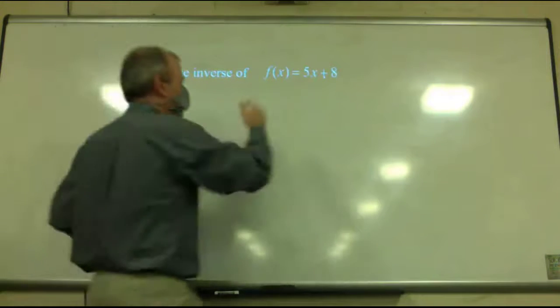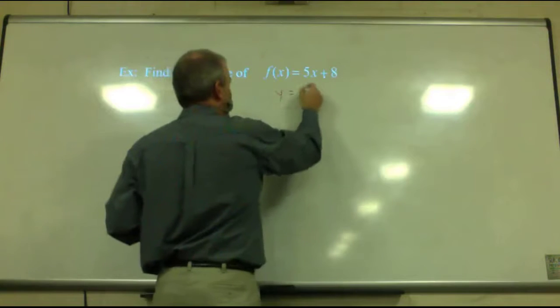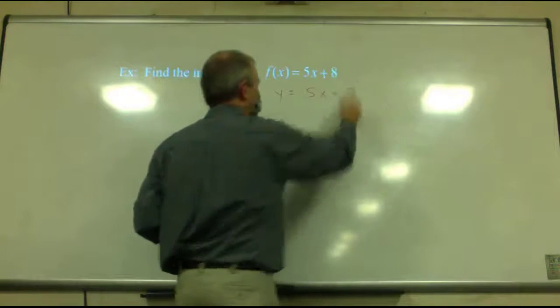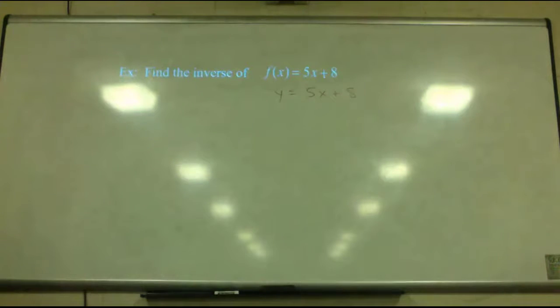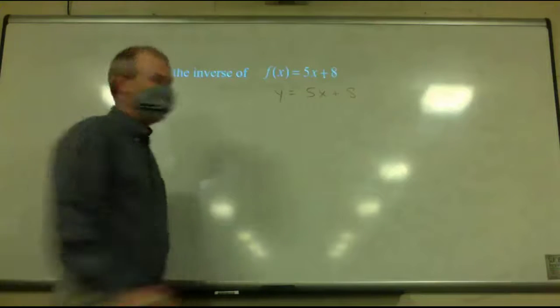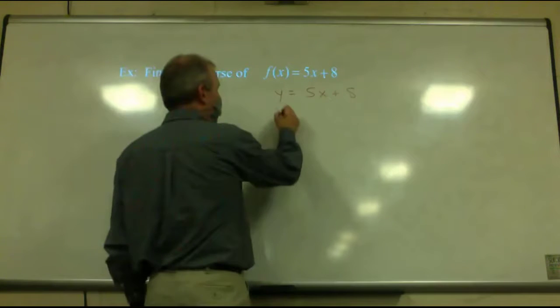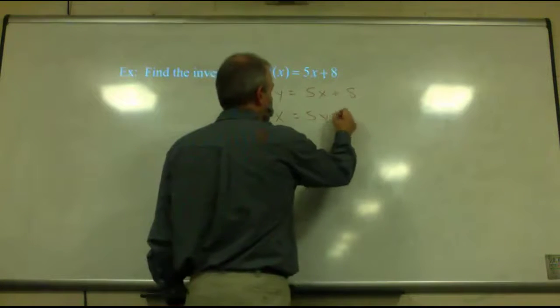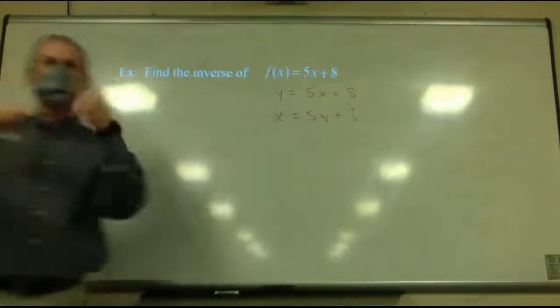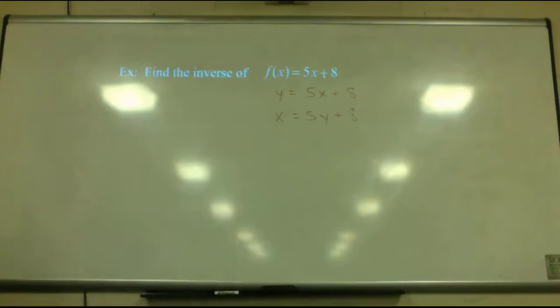So here's what we did. First step, we just write y equals 5x plus 8, because again, it's easier than writing the f of x. So that's step number 1. Step number 2, what does it say? You change the x's and the y's. So this is now going to say x equals 5 times y plus 8. We just switch the x's to y's and the y's to x's. So the first 2 steps are really easy.